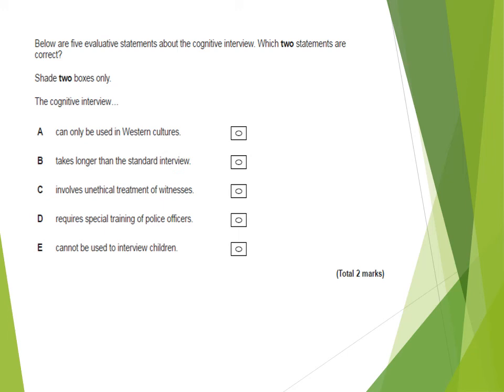So, the cognitive interview can only be used in Western cultures. That's not relevant, so I'd cross that one out. Takes longer than the standard interview. Yes, it does, so I'll probably think that that's an option. Involves unethical treatment of witnesses. Incorrect, there's nothing to do with any ethical issues. Requires special training by police forces. Yes, it does, hence why they're reluctant to use it. Cannot be used to interview children. Incorrect, it's suitable for anyone of any age. So therefore I know that it's B and D.